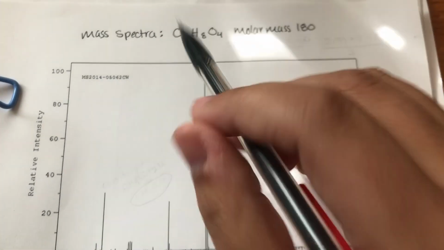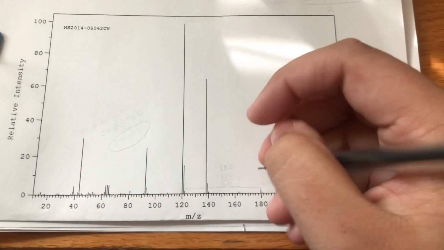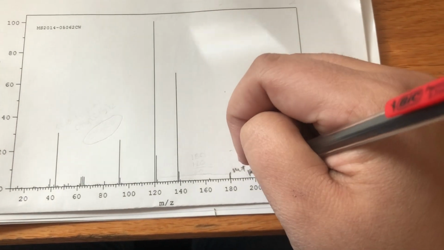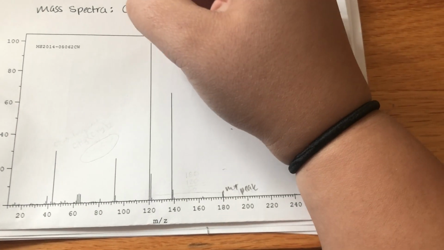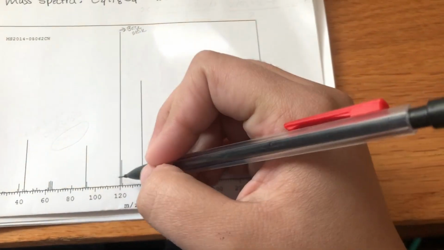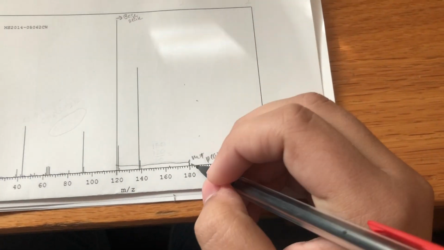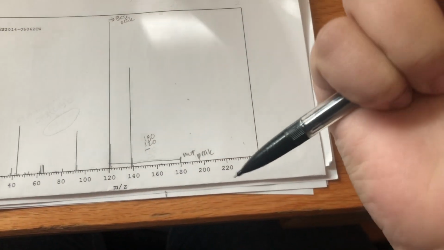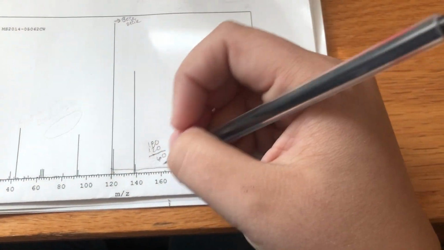So for mass spectra, we have the formula C9H8O4. The molar mass is 180, which right here at 180 is the M plus peak. And then this tallest peak right here is going to be the base peak, and that's at 120. So to see if we can get any fragments, we're going to subtract 180 from 120, and that gives you 60, which doesn't give you any information.